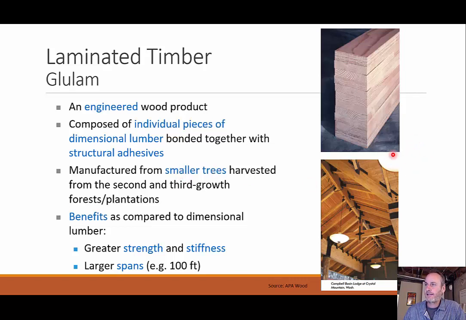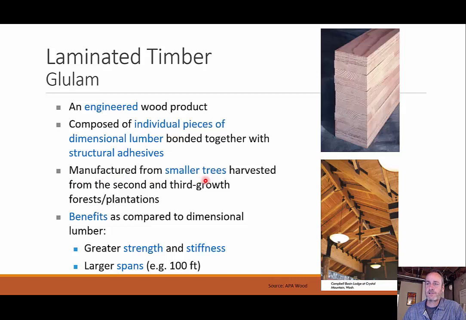This is a process of taking a series of smaller pieces of wood and then laminating, gluing them together, right? So we have individual pieces of dimensional lumber. We talked about 2x4s being dimensional lumber, right? Bonded together with structural adhesive. So we have a layer of glue, and a layer of glue, and a layer of glue.